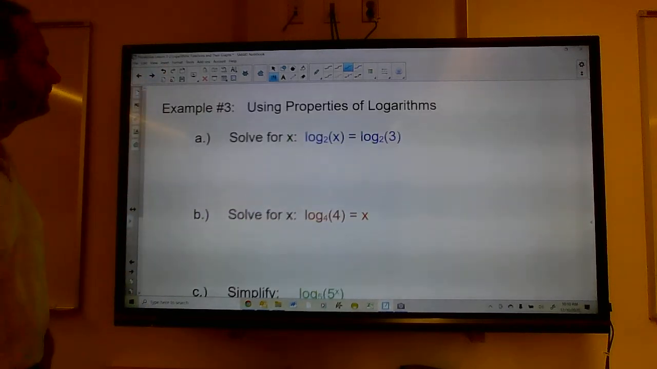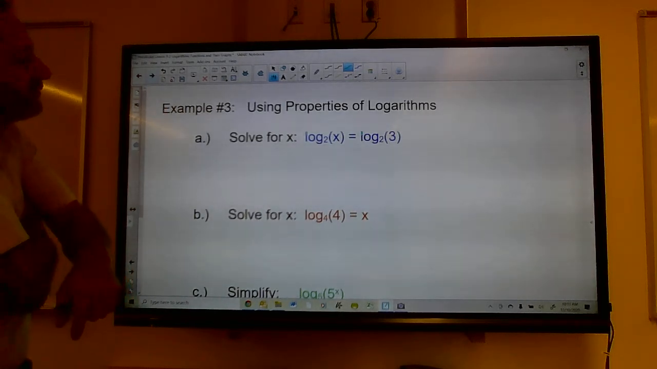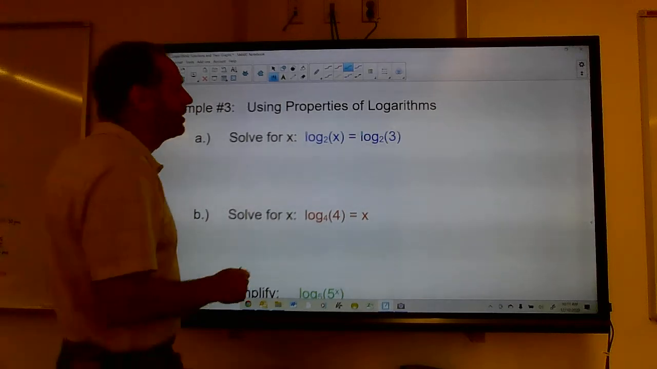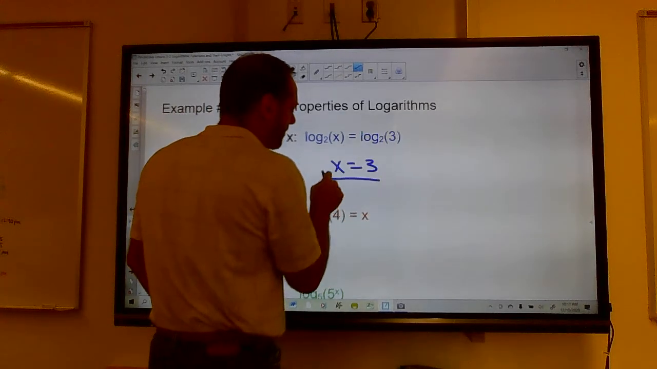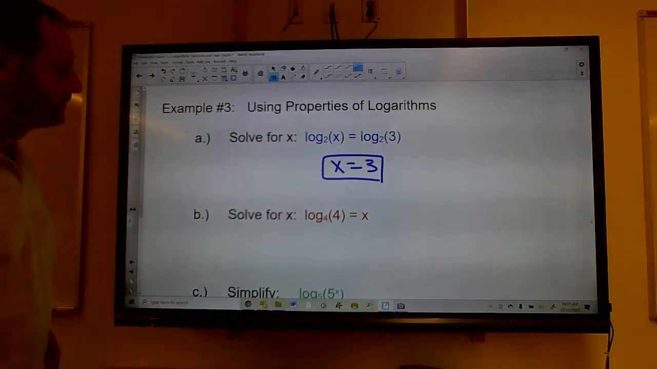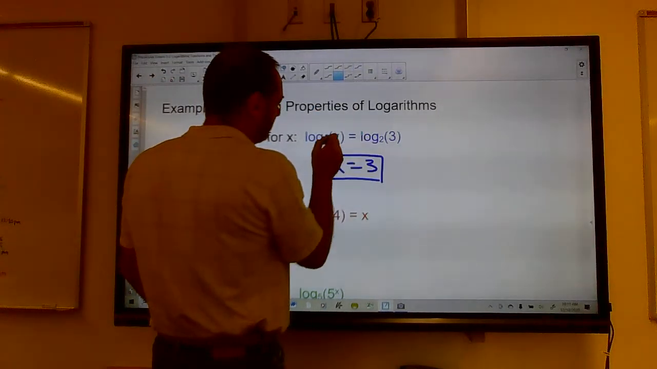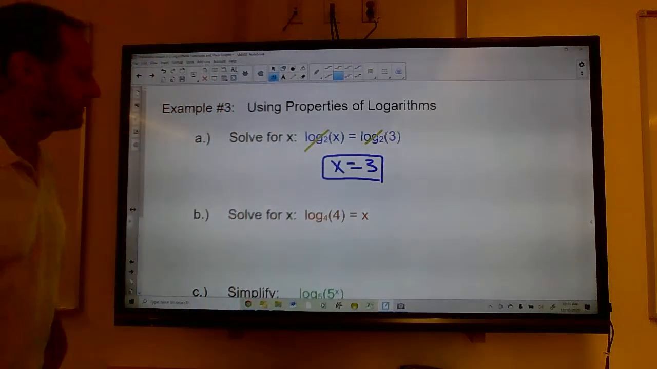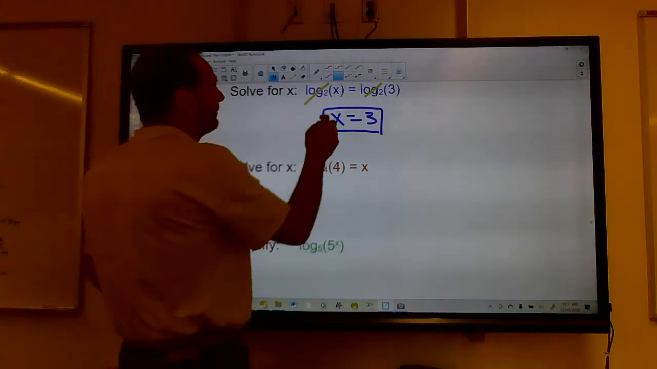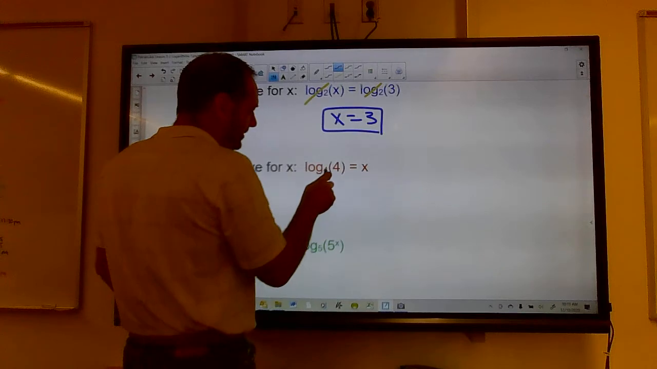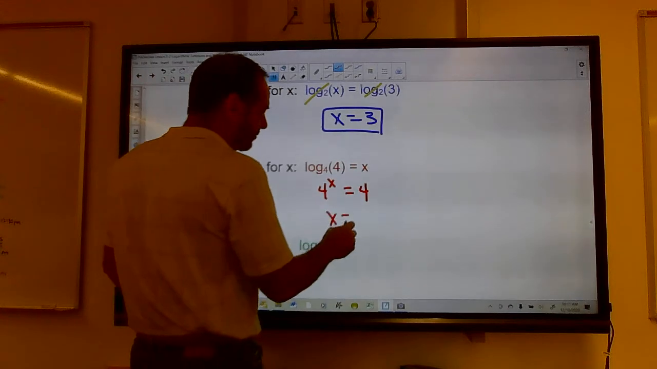Okay. So using properties of logarithms, solve for x. So the log base 2 of x equals the log base 2 of 3. Well, from that last theorem that we just had, this tells me that x must be 3. Okay? Because what I can do is just say, hey, I got a log base 2 on both sides. I'm just going to eliminate that. X equals 3. All right, the log base 4 of 4 is x. This is one that I'm going to do by changing this to 4 to the x power equals 4, and now it's obvious x is 1.